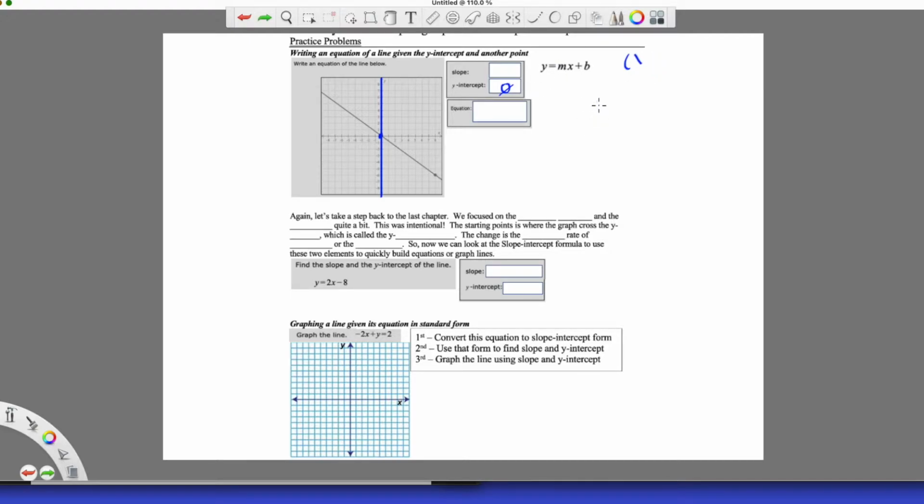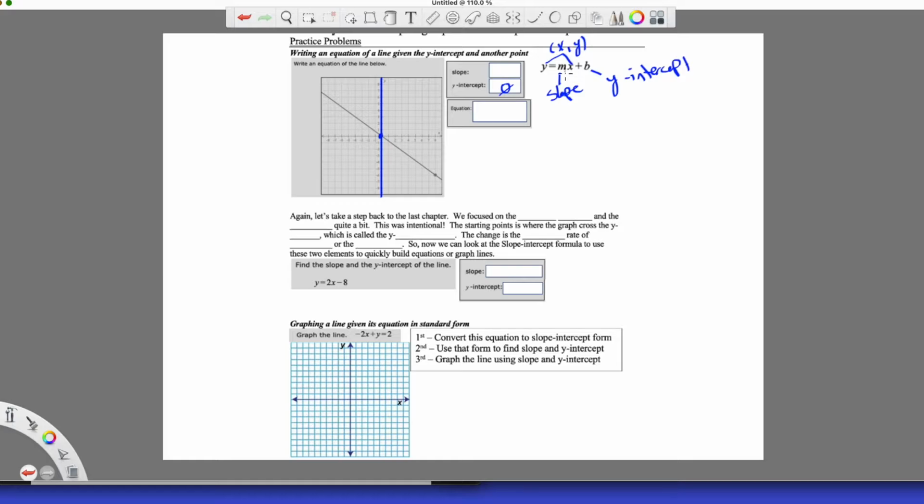So I'll actually write that up above here. So those represent a literal coordinate, like 0, 0 would be a coordinate. M represents slope, and B represents the y-intercept. Okay, so I already have my plus B. I know my plus B is going to be 0.